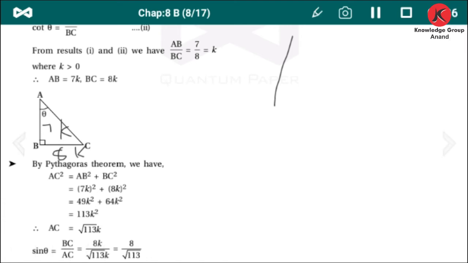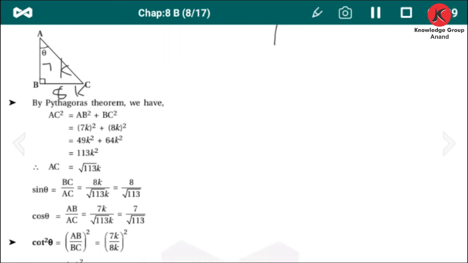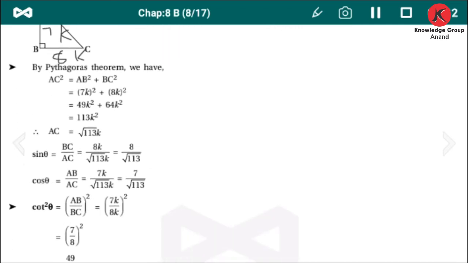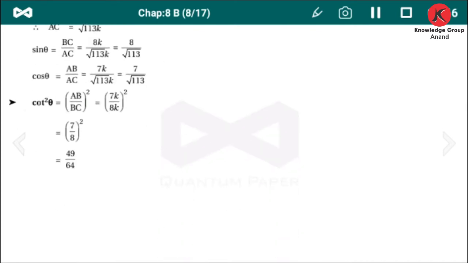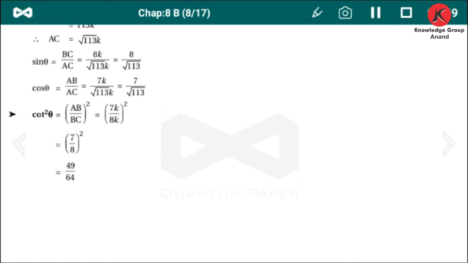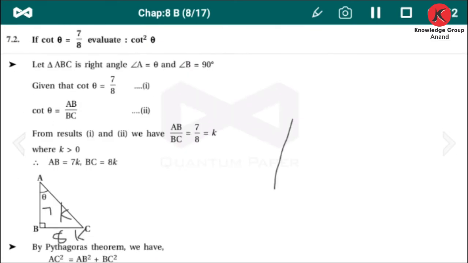Then we find its third side, root 113k, and put the value of cos square theta upon sin square theta. Cot square is equal to opposite upon adjacent. In this question, suppose cot theta is equal to 7/8, evaluate cot square theta.